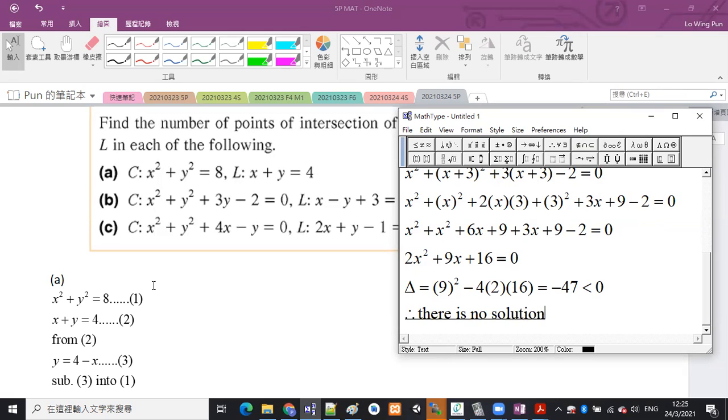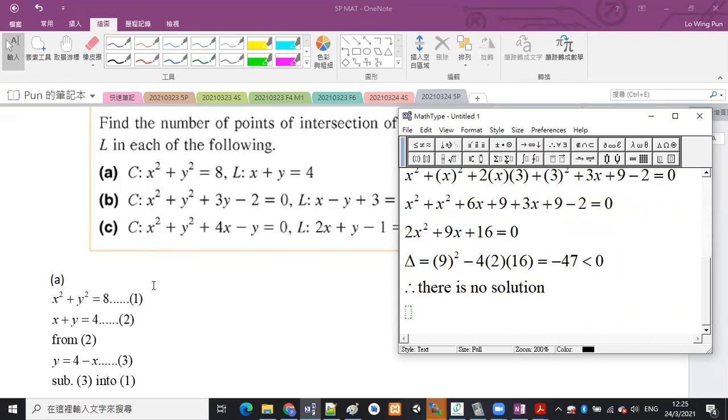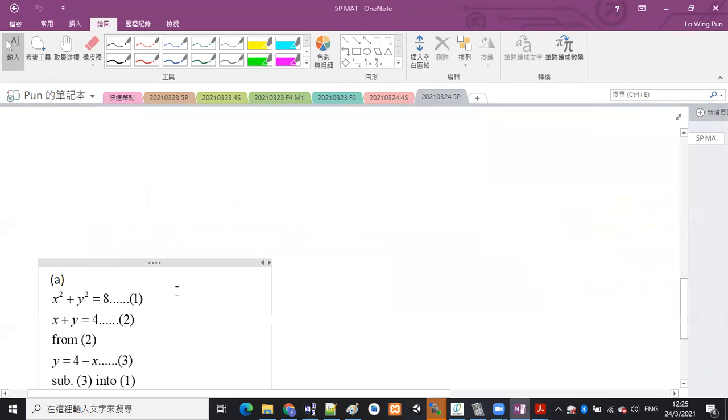And then answer the question. Therefore, there is no intersection point. Because the question asks you to find the number of intersection points. So there is 0 intersection points here. Because we can't find any solution. So this is part B.